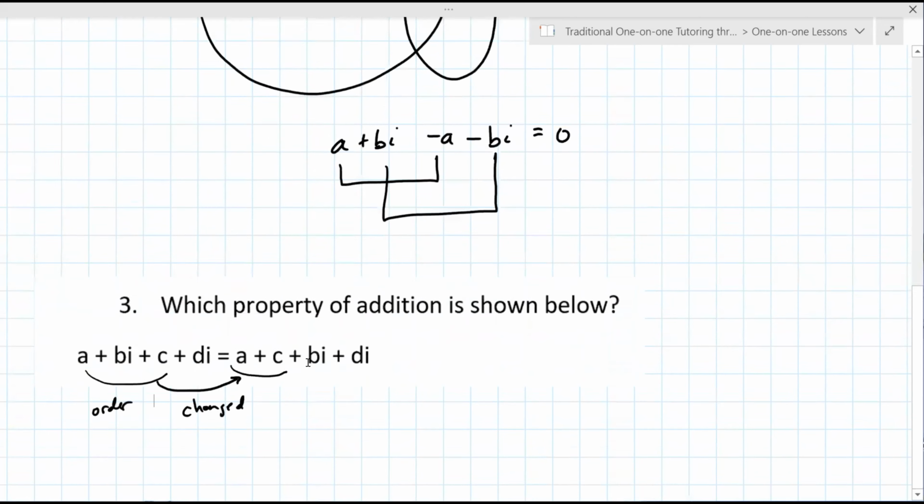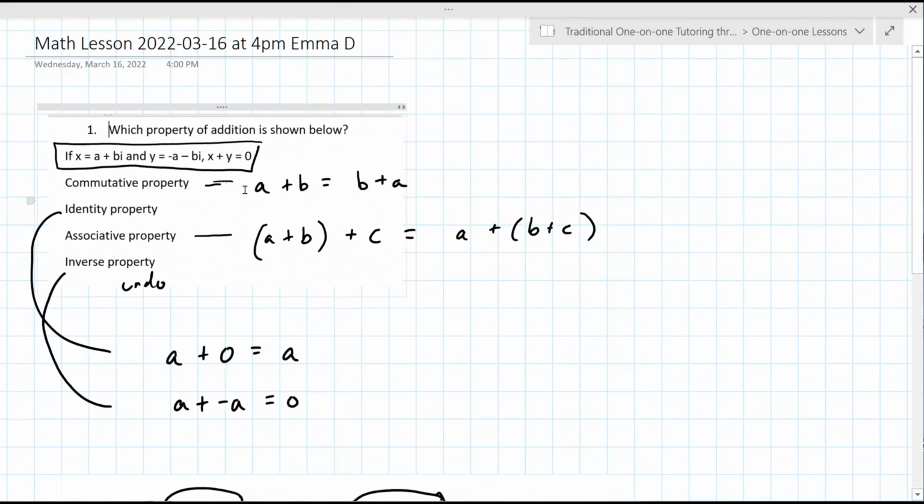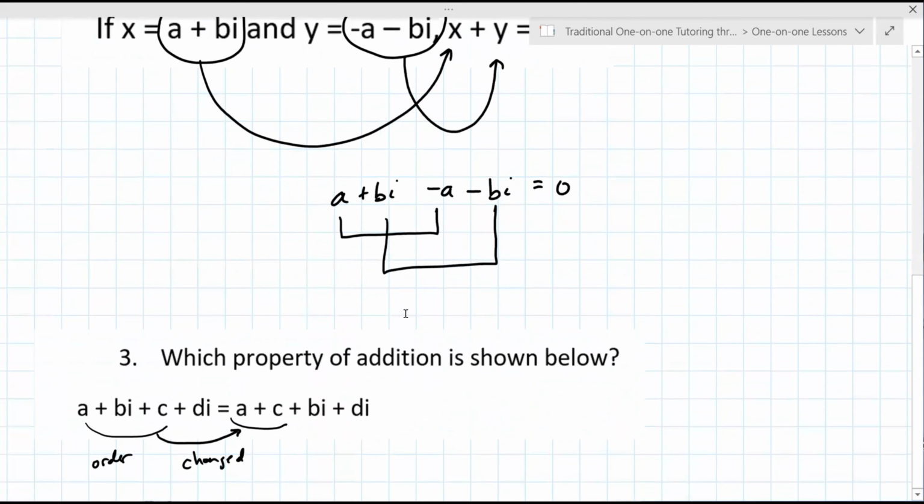Let me go back up and show you. So commutative was changing the order. So then it'd be commutative. It looks like it because there's no parentheses also. So yeah, let's go with that. I don't feel great about that because I don't really like the way this is written, but let's just go with that for the moment.